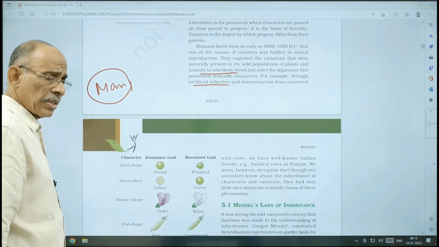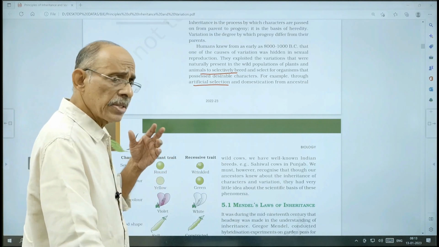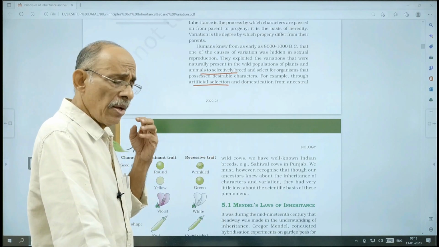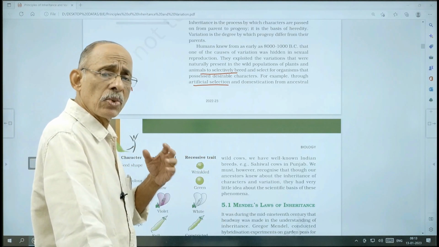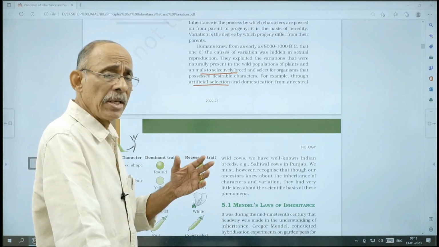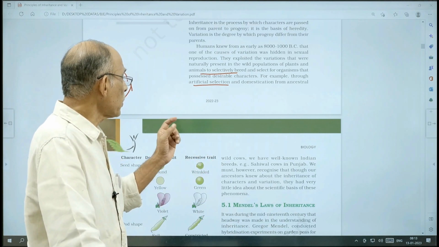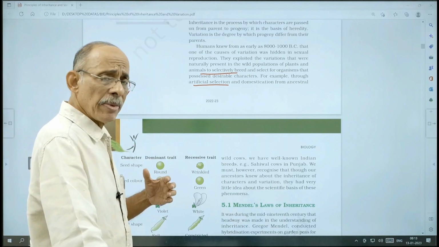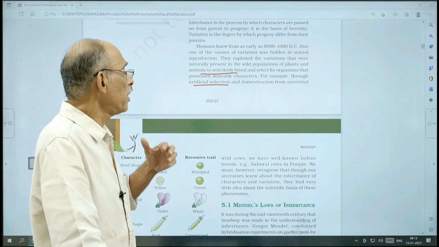So, artificial selection and natural selection. Natural selection, nature is selecting which character of an individual is best suited for the prevailing environmental conditions. That is natural selection. Here, man is making the selection, according to his will.